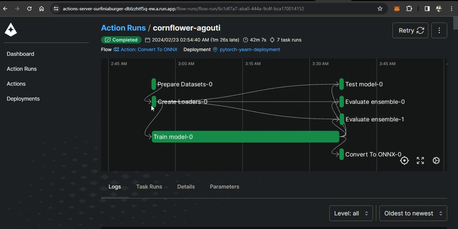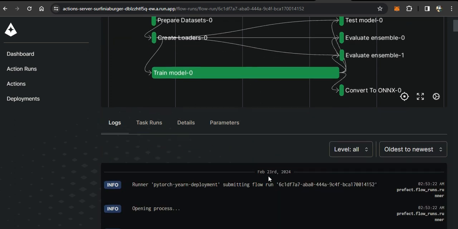So we prepared the data set. From preparing the data set, we create a loader. From that loader, the loader then sends data for the model to be trained. The same loader also sends data to test the model, and it's also loading for the evaluate ensemble. From the train model, you convert to ONNX, and you also test the model and evaluate with ensemble, which would have been beautiful.